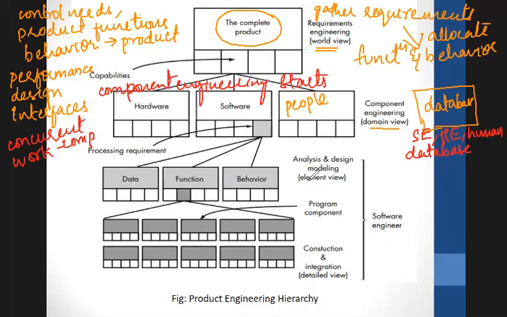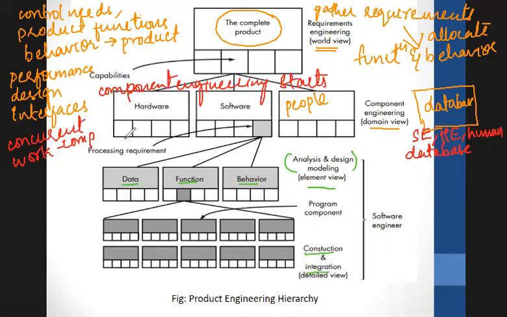Then the next view is the element view. Within the element view for product engineering, the engineering disciplines are applied for each and every component. That is, what are the different data, what are the functions, what are the behaviors. All of this is identified. These are your engineering disciplines. This is also called your analysis and design modeling. That is the element view. Then later, for each and every element, that is the data, function and behavior, you're going to start construction and integration of each and every component.